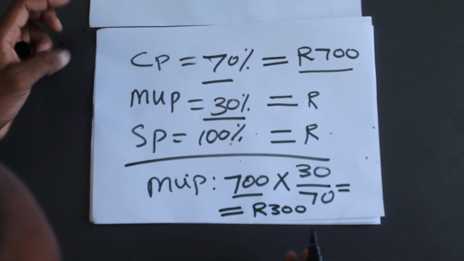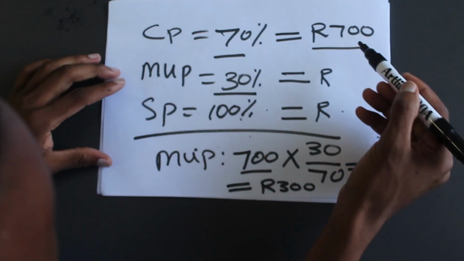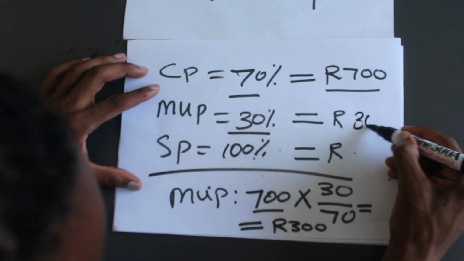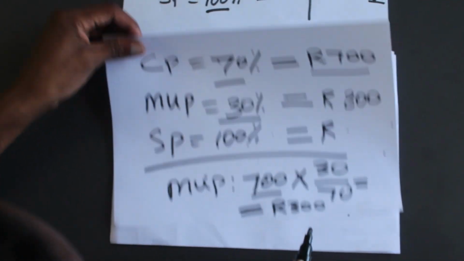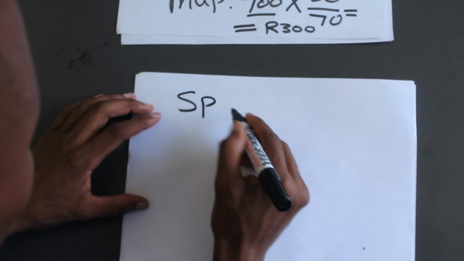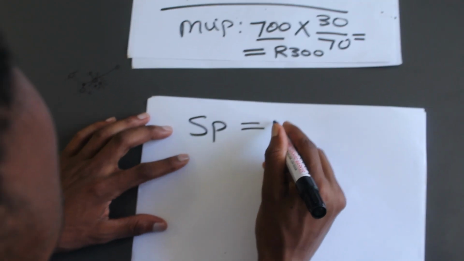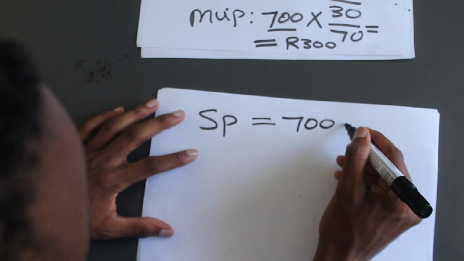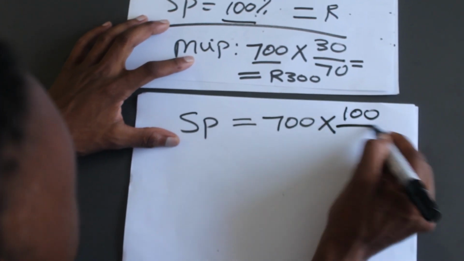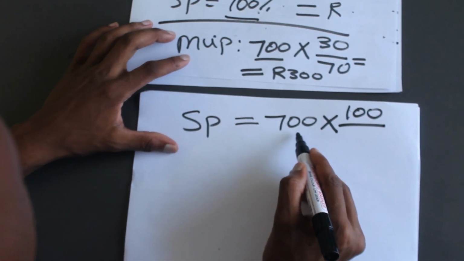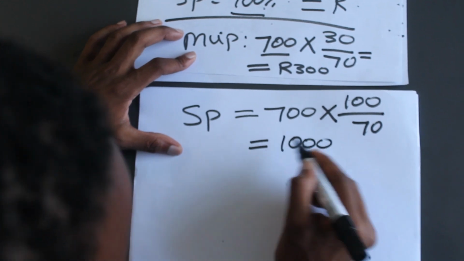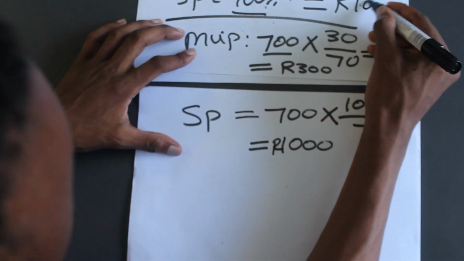I know some people are smart, they will want to say 700 plus 300 to get your selling price, but I don't want it that way. I want us to use this method of calculations, so that proper calculations, not this plus minus, otherwise you will fail. So let's do the right thing. For the selling price, we say 700 of cost price multiplied by the percentage of the selling price, which is 100, divided by the percentage of the 700, which is 70, and you will get your 1000 Rand. Smart people will say this plus this is 1000 as well.